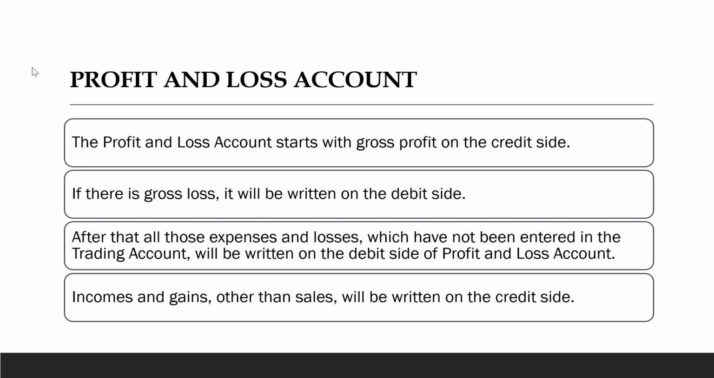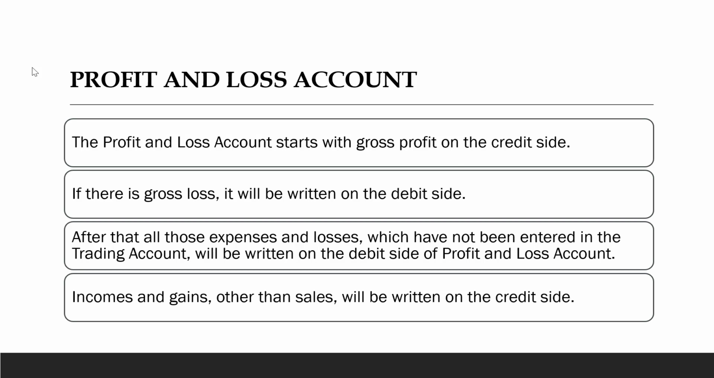That means income which is not coming from your operations, that is, from the business you're doing. But it is coming because you have put some money in some form of investment also. Like you have some surplus money and you have put it in a fixed deposit and you are earning interest. So that interest will also be on your credit side.